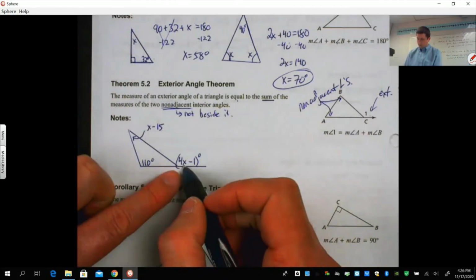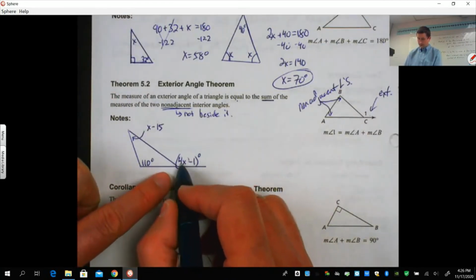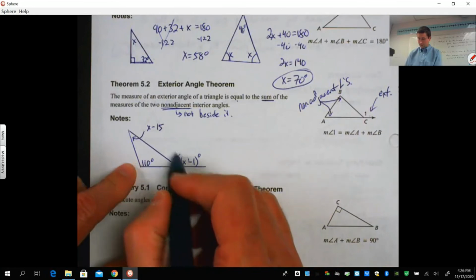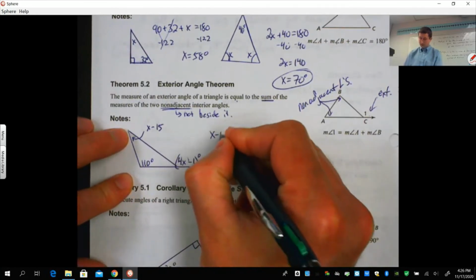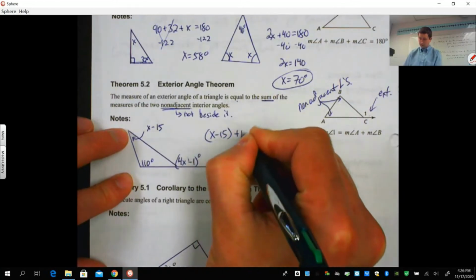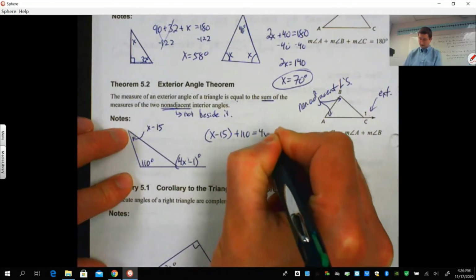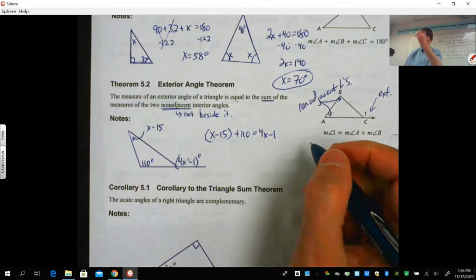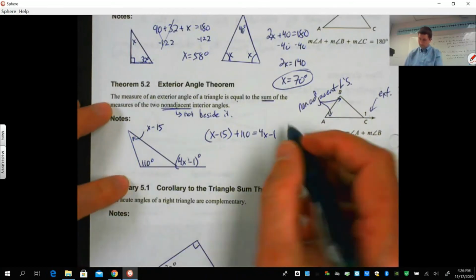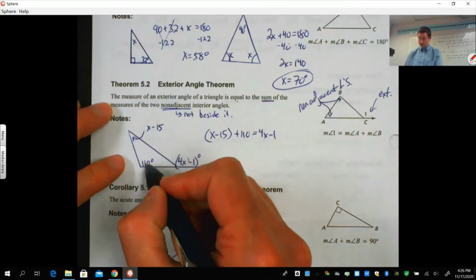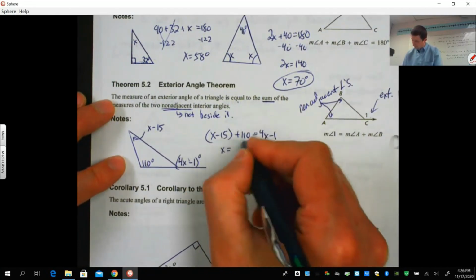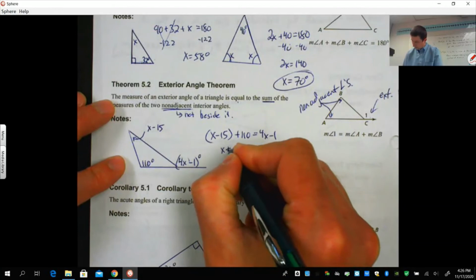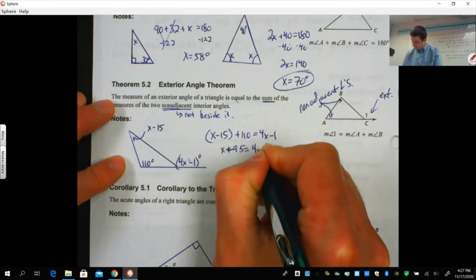So if we're looking for the value of x here, this is my exterior angle, and it has to equal the two non-adjacent angles, the sum of them. So I'd go x minus 15 plus 110 has to equal 4x minus 1. Okay. So this angle plus this angle equals the outside angle. So simplify that. Negative 15 plus 110 is 95. So x plus 95 equals 4x minus 1.